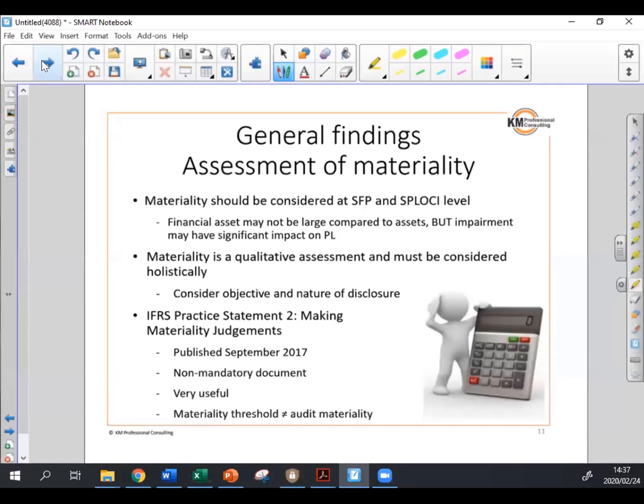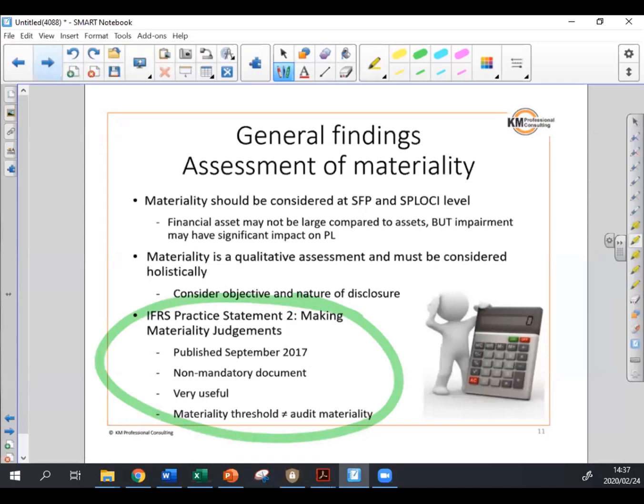Let's take a look at the next one. So the second general finding was around the assessment of materiality. I just want to start at the bottom of the slide actually and say to you, not too many of us will be familiar with IFRS Practice Statement 2, its name being Making Materiality Judgements. It was published quite a while ago. We're looking at almost 2.5 years ago that we were given this document.